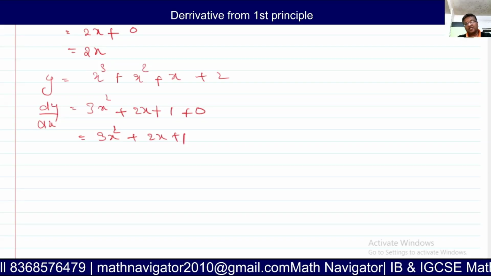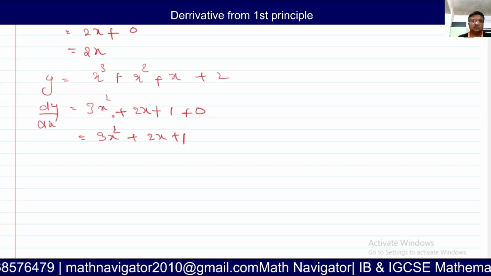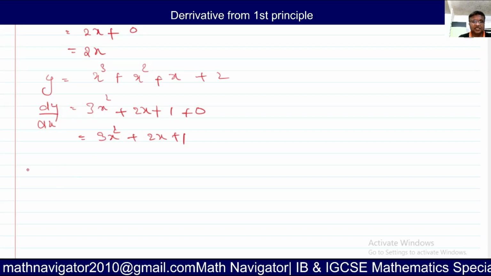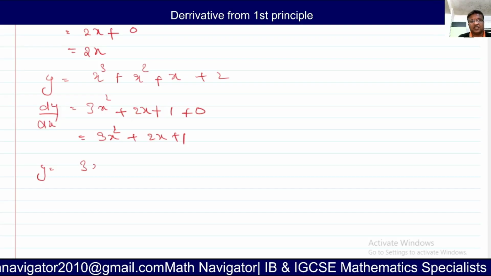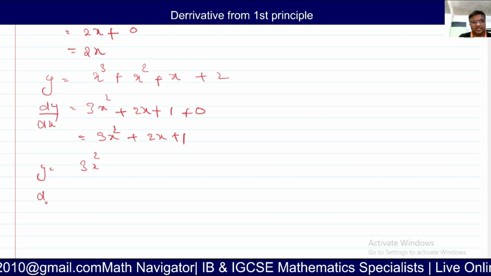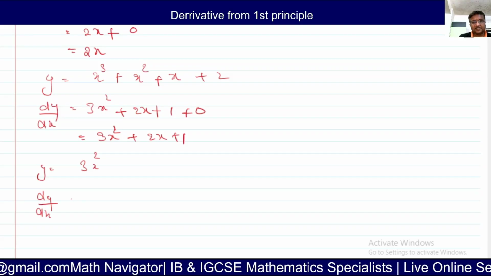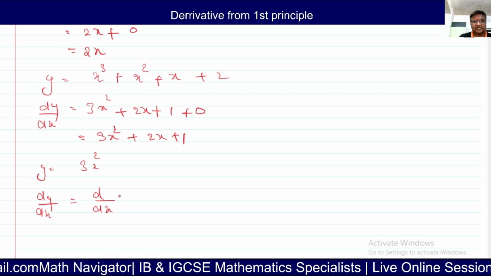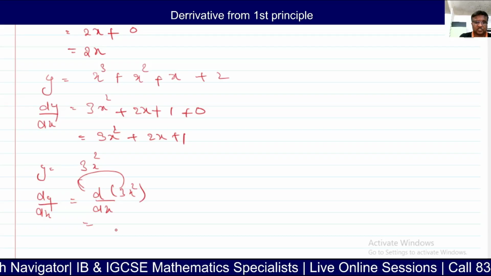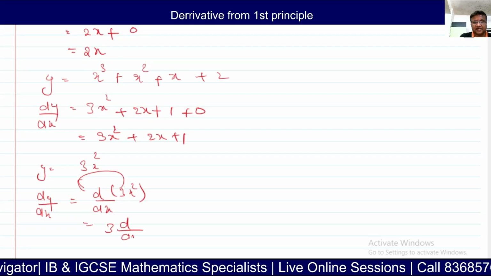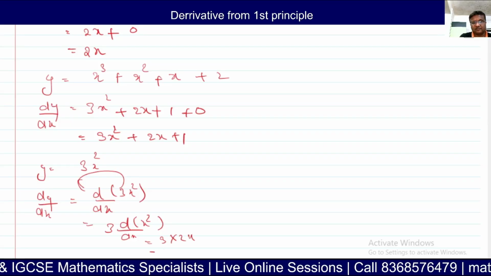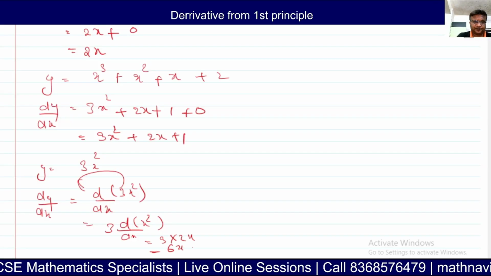But let's say I have a constant in front of the variable. For example, if my y is equal to 3x squared, in that case what I need to do is put dy by dx is equal to d by dx of 3x squared, which will give me, this 3 will come out of the differential, so it will become 3 d by dx of x squared, which will give me 3 times 2x, which will give me 6x. Got it? Perfect.